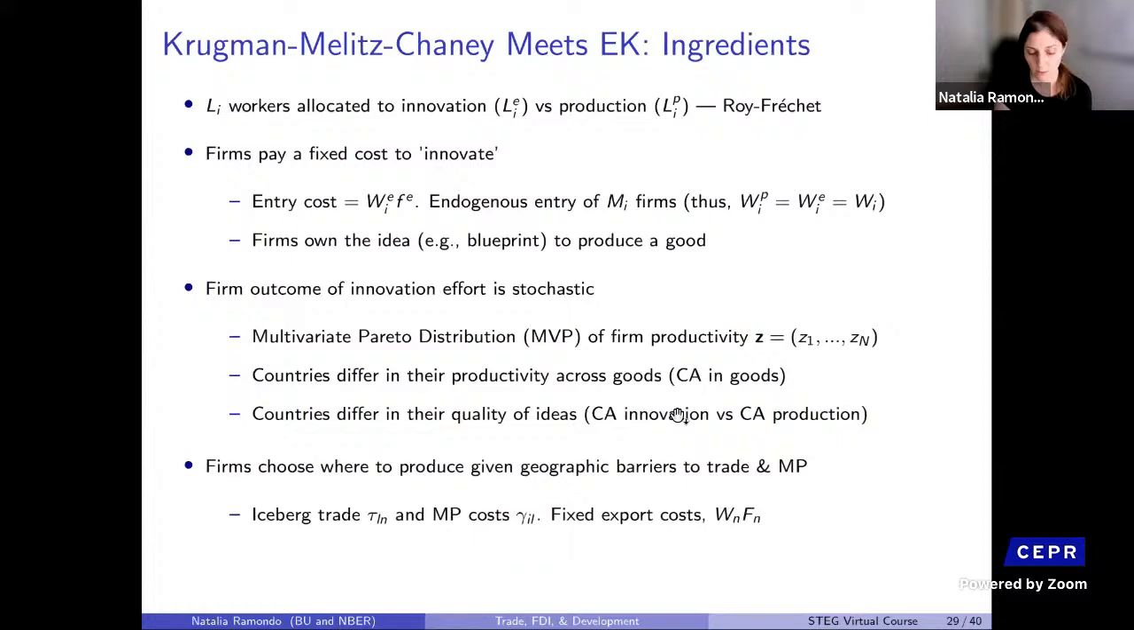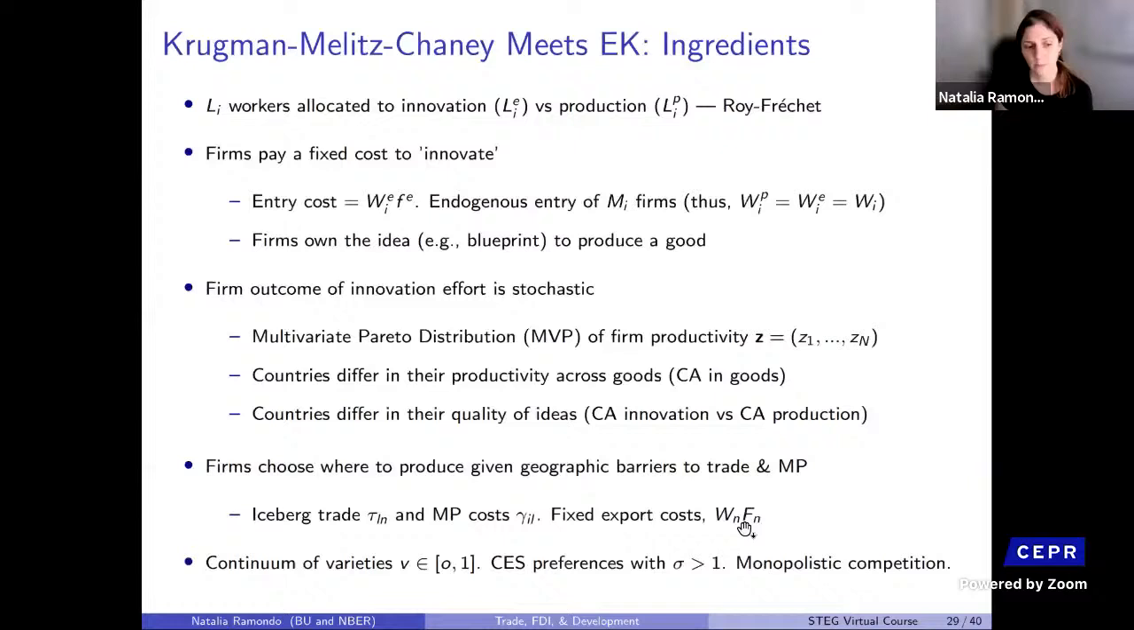Okay. So we are going to have geographic barriers to trade and MP, and then firms will choose where to produce according to these barriers. So we are going to have taus, we are going to have gammas, and we are going to have also fixed export costs, like in the Melitz model. And then typical continuous varieties, CES aggregator, and here monopolistic competition, as in Helpman-Melitz.